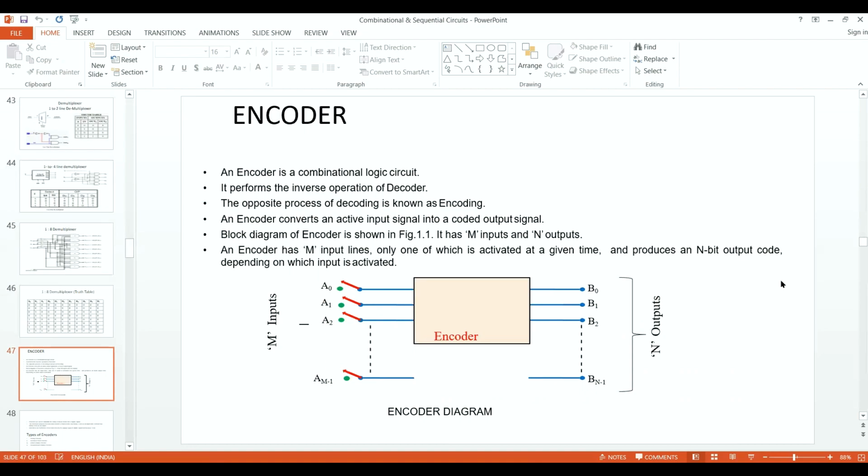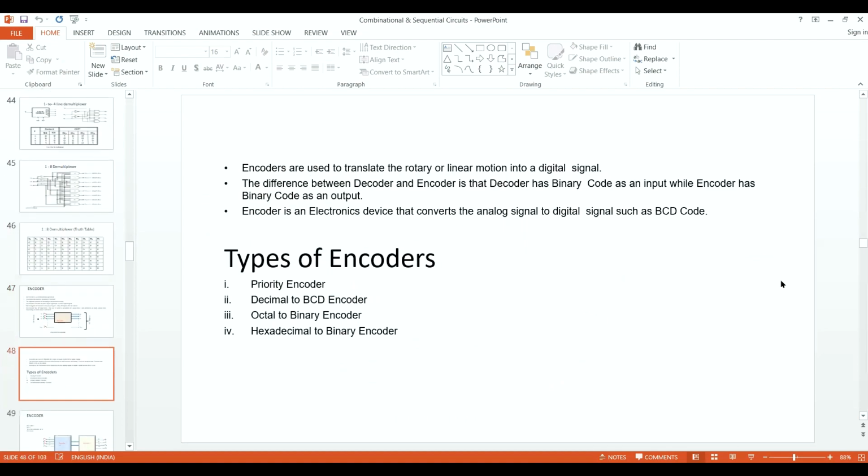Decoding, you know very well, is when you decode something, right? Encoding is when you make a QR code, when you are putting some kind of data which is hidden, which cannot be seen. So that is basically the basic concept of encoding and decoding. You can see M inputs and N outputs, right? So we have different encoders. You will see for yourself over here.